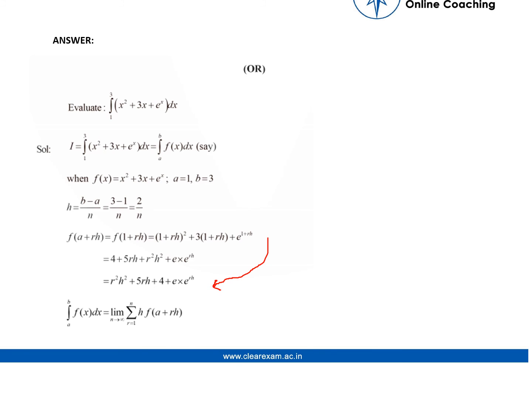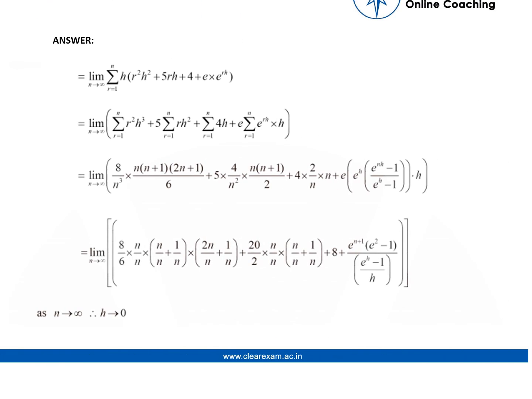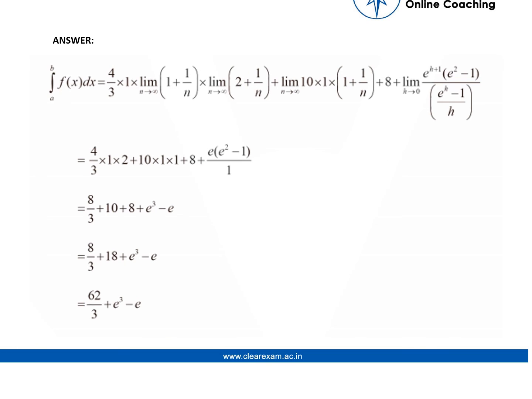Now integrating f(x) dx from b to a, limit n to infinity of h f(a plus rh). Solving the limit further, we'll get this equation as n equal to infinity, hence h will be considered equal to 0. Solving further, we'll get 62 upon 3 plus e raised to the power 3 minus e as our final answer.